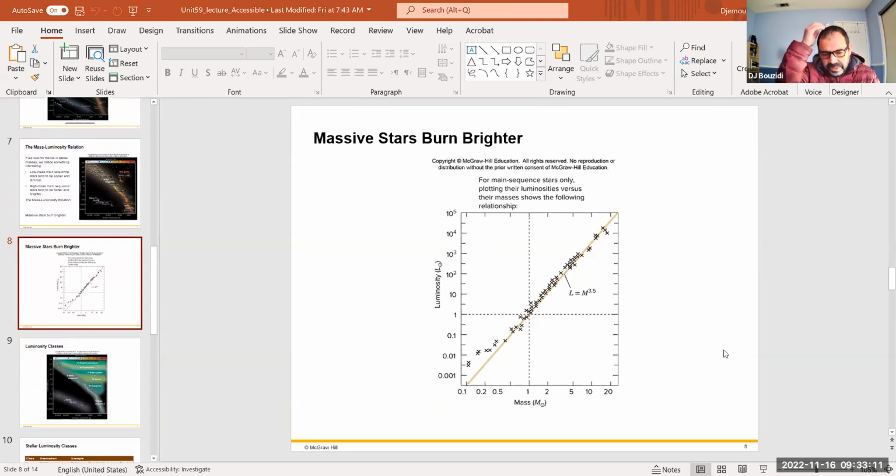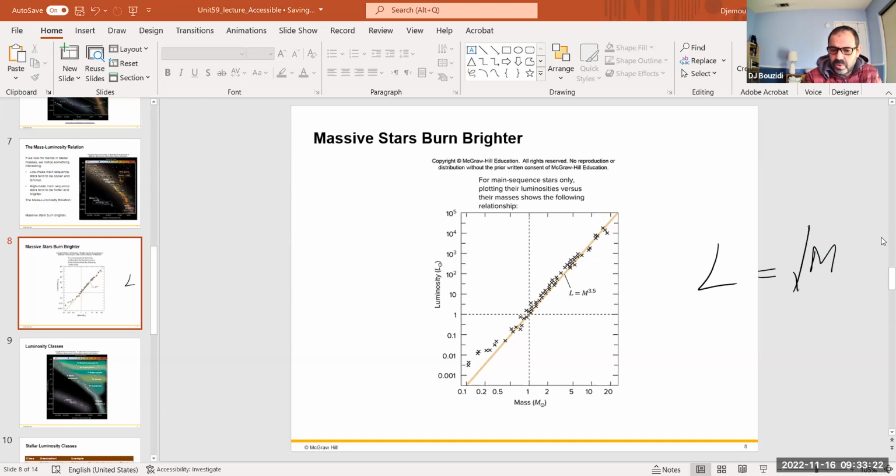Again, this is the luminosity as a function of mass. It's important to remember this relationship: the luminosity is equal to the mass under the square root, but raised to the power 7. So this is a normal square root that you do. Granted, the luminosity here is expressed in terms of the sun's luminosity, and the mass is also expressed in terms of the mass of the sun.